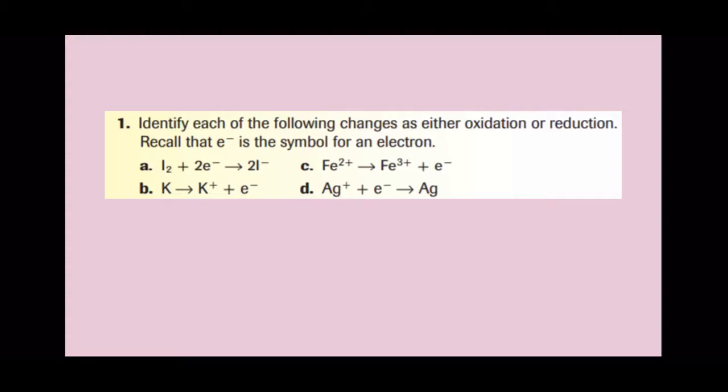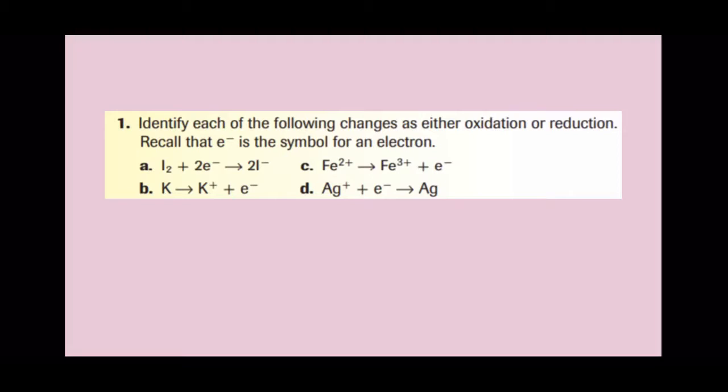So it's 0 before the reaction, and after in the product it's -1. The oxidation number is -1 because it's equal to the charge. So it decreased. It went from 0 to -1. When it decreases, it's reduction. For B, K in the reactants was 0 because it's an uncombined element, and after the reaction it was +1 because it's equal to the charge. It gained 1, so it's oxidation.